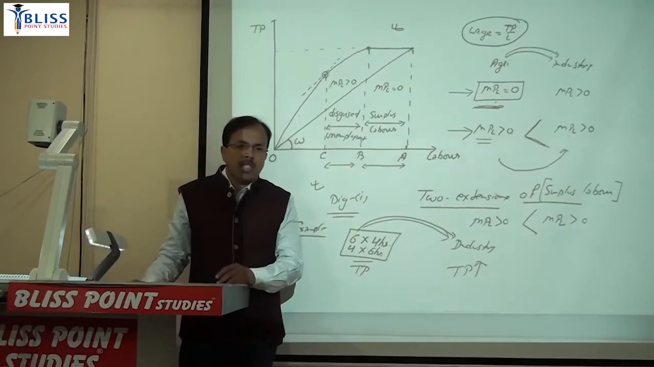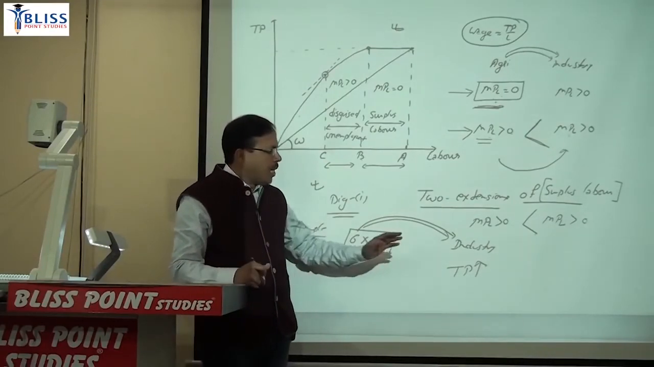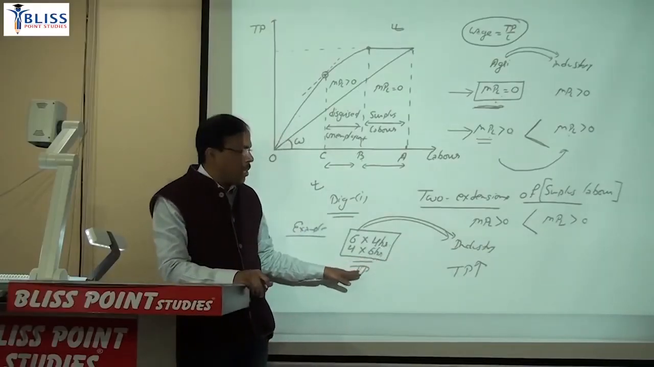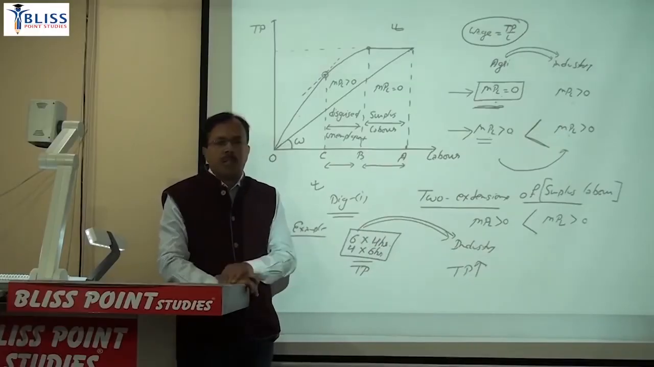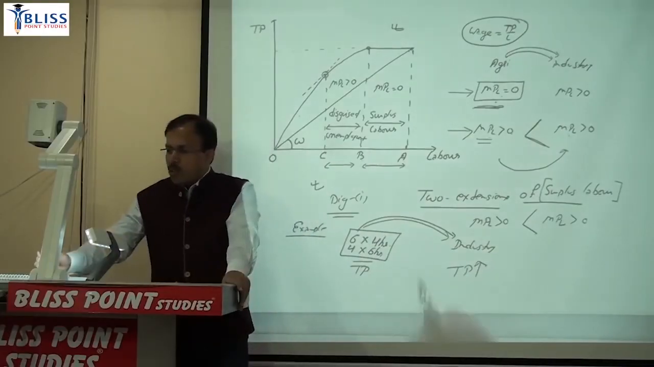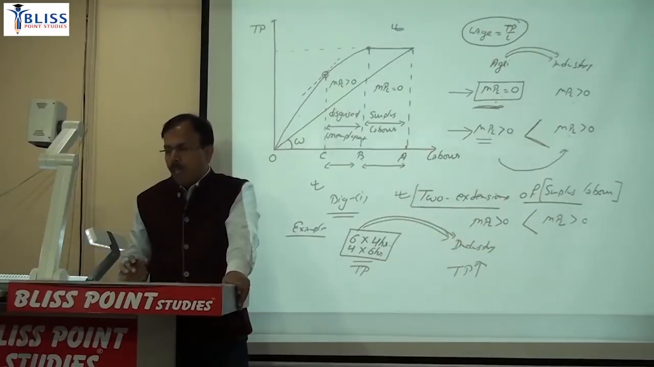So Pareto efficiency requires that. Pareto efficiency simply says if you can increase output in one sector without reducing output in the other sector, then that movement of labor is satisfying the Pareto efficiency criteria. So the two extensions are basically related to that part.